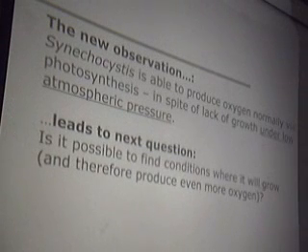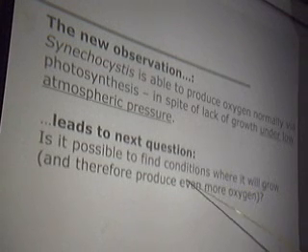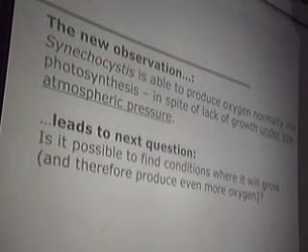This new observation that Synechocystis is able to produce oxygen normally via photosynthesis in spite of lack of growth under low atmospheric pressure leads to the next question. Is it possible to find conditions where it will also grow and therefore produce even more oxygen? And that's what we will focus on now. If we can add something into the growth conditions so that they start to grow.